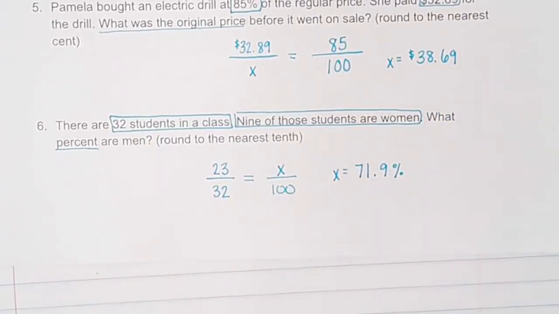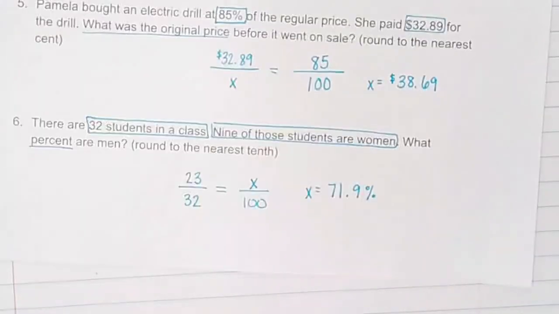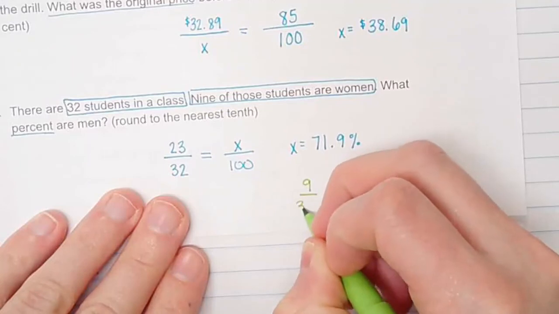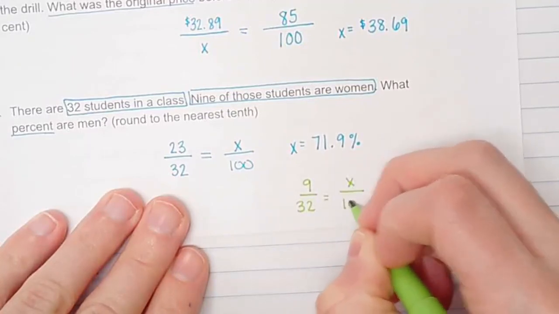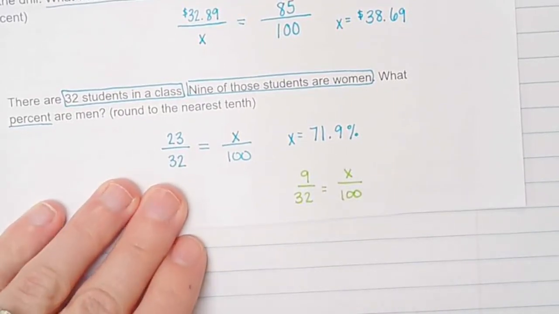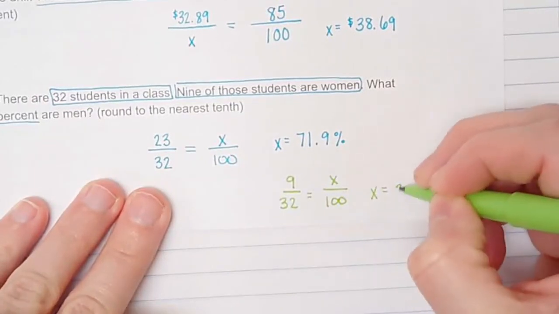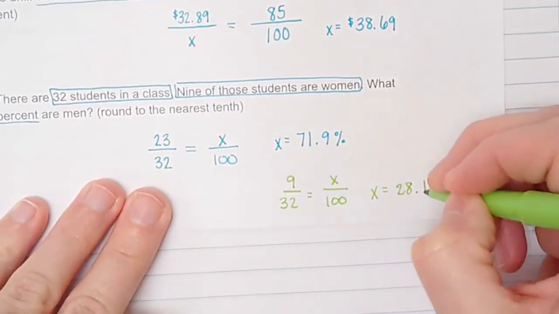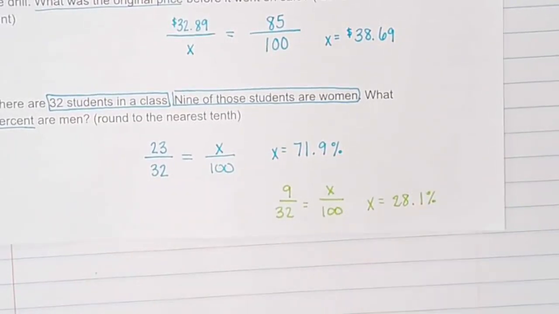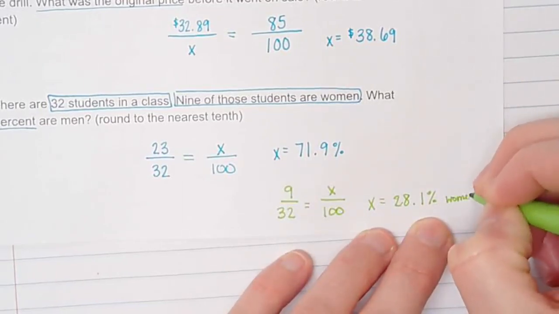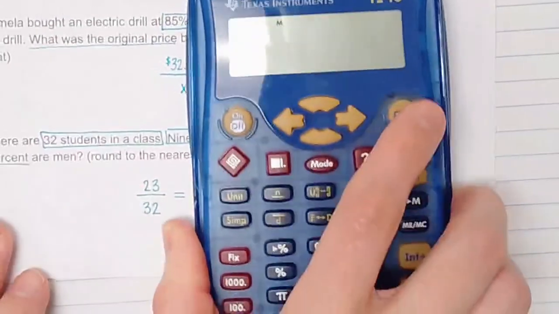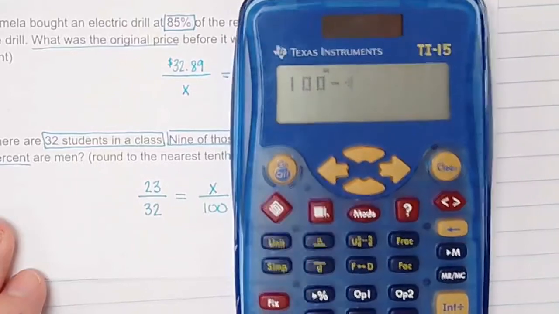Now, if you had a mix-up and you did put a 9 there, you could still solve it. So if you did that, you cross multiplied, you got 900 divided by 32, we get x equals 28.1. Okay? You would just need to know that this 28.1% would be women, and what it asked for was men. So you would have to take that 28%. And remember, percentages are out of 100, so you would do 100 minus that 28.1% and get that the men was 71.9. So that's kind of a 2-step problem.